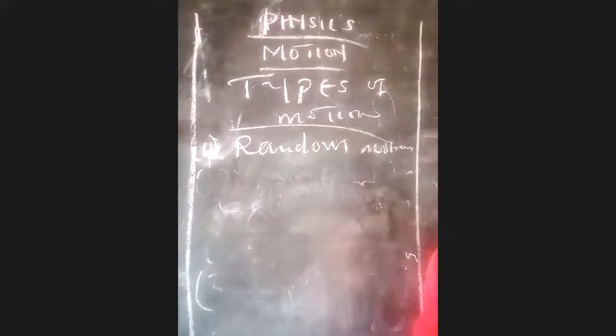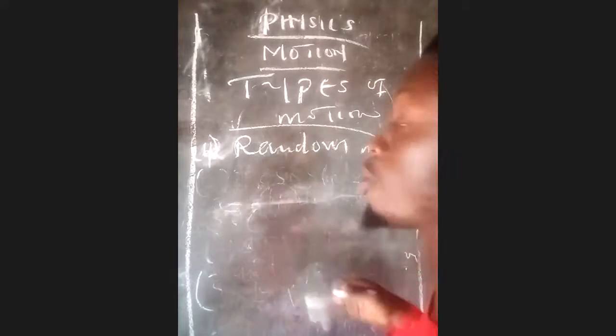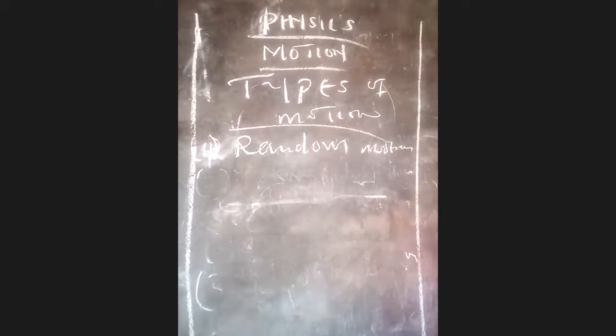So it is not a straight line. When you talk about linear, that is straight line motion. But now we are talking about non-linear, that is not on a straight line. So it's a type of motion in which the body moves in a non-linear manner and changes direction continuously. That is random motion.